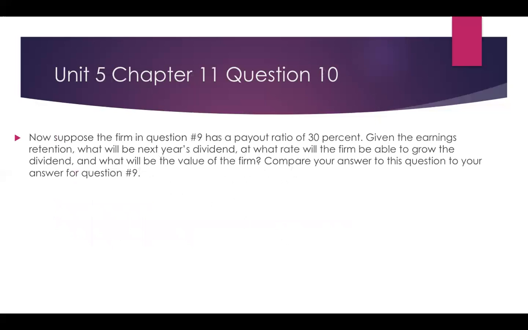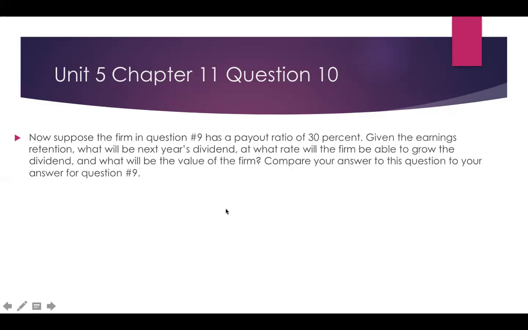Okay, so now suppose that the firm in question 9 has a payout ratio of 30%. Given the earnings retention, what will be the next year's dividend? At what rate will the firm be able to grow the dividend? And what will be the value of the firm? And also we're going to compare these answers to what we got in number 9.